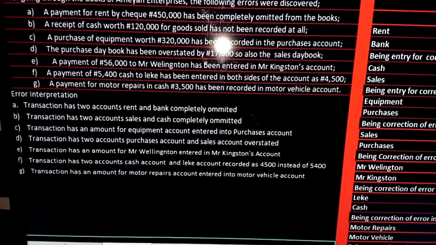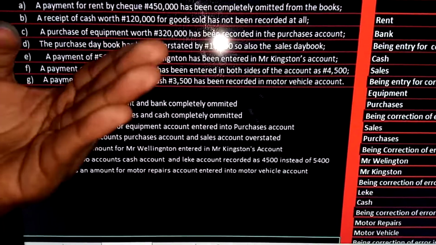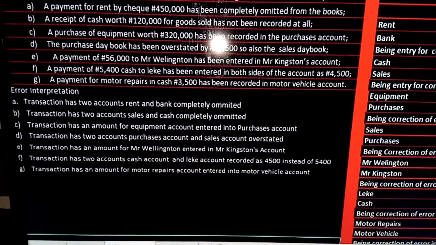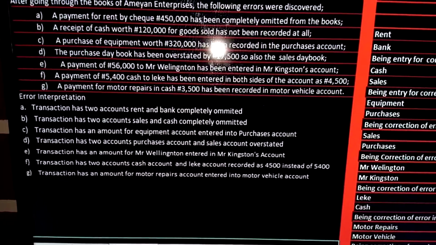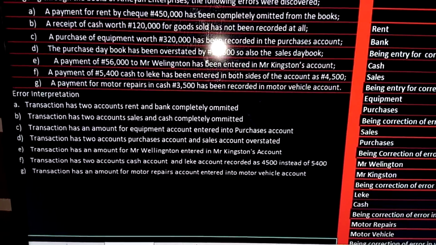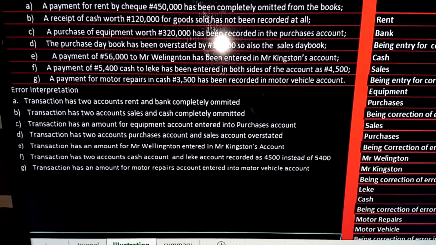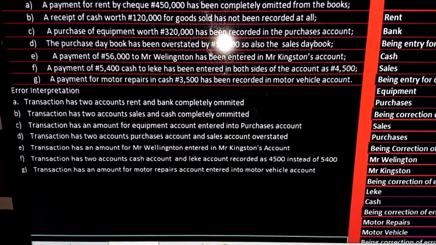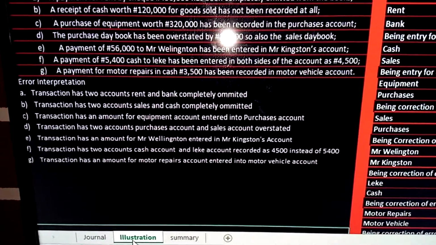Under your trial balance rule, remember, purchases are expenses that have debit balances. Sales are income that have credit balances. So we can interpret it as the purchase account has been debited with an excess of 17.5, and the sales account has been credited with an excess of 17.5.